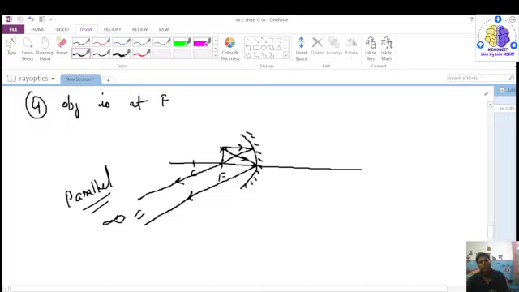Here what we are seeing is that when the object is placed at focus, the image is formed at infinity. This is a ray diagram, and I'm telling you the reverse. If the object is at infinity, the image will be formed at focus, right?